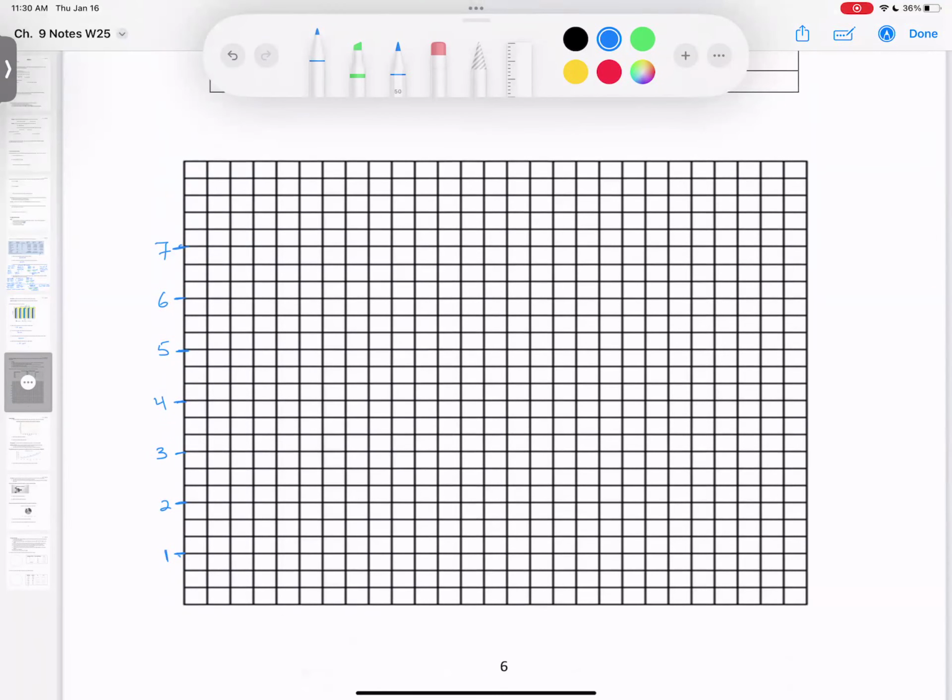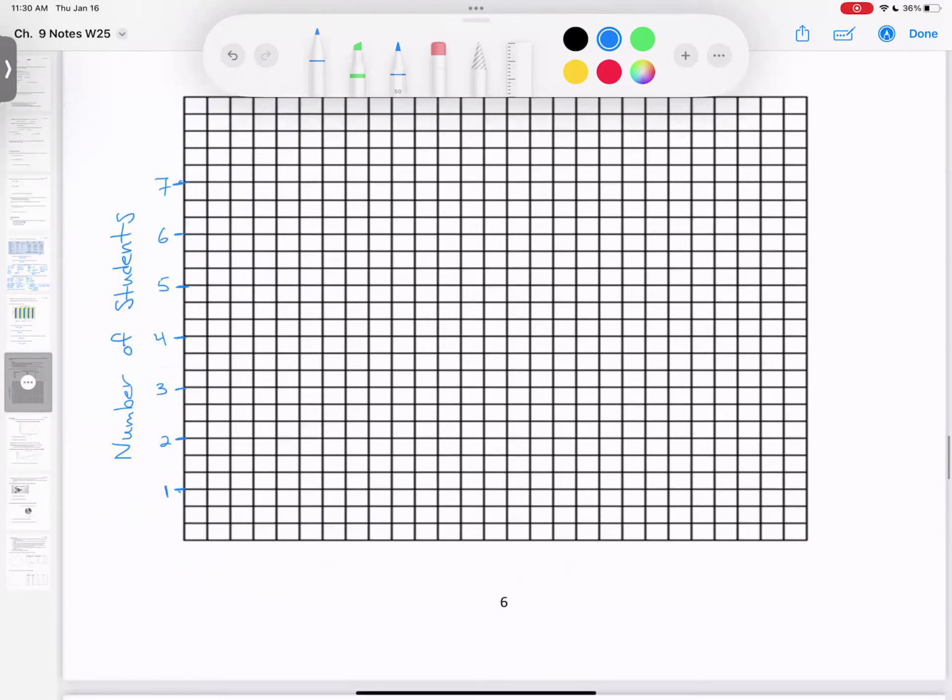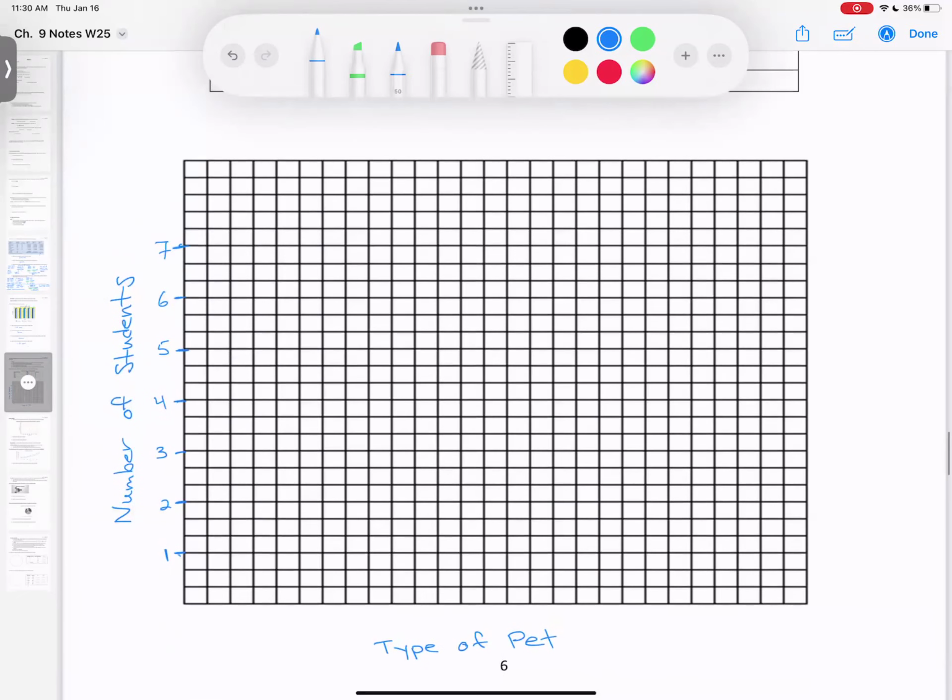So the y-axis in this case is going to be the number of students. And the x-axis then is going to be the type of pet. Type of pet. Okay, we don't really need a legend for this graph because there's just going to be one category per bar. We do need a title though.